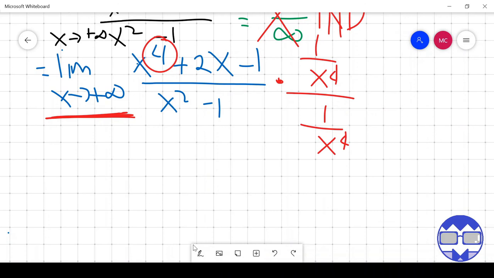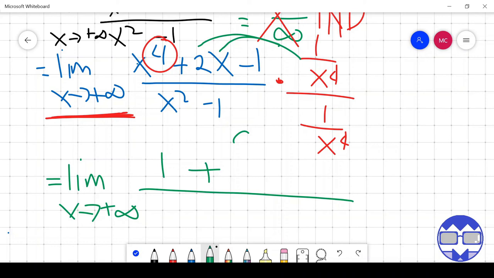Let's distribute. Using distribution, 1 over x to the power of 4 times x to the power of 4 will be 1. So we have the limit as x approaches positive infinity of 1 plus 2x times 1 over x to the power 4, which gives us 2 over x cubed, since 4 minus 1 is 3. Minus, negative 1 times 1 over x to the power 4 is 1 over x to the power 4.